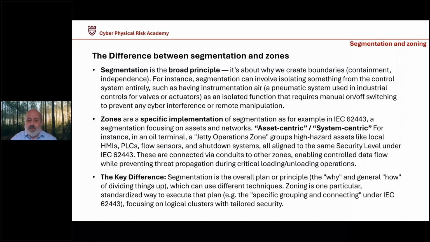So when we talk about zone and conduit diagrams, the IEC 62443 uses an asset-centric type of segmentation. It groups equipment that have similar security characteristics. It groups that together and makes that a zone. And then, of course, that zone gets boundaries, and those boundaries require security protection.